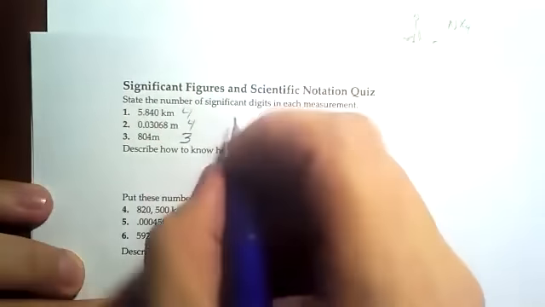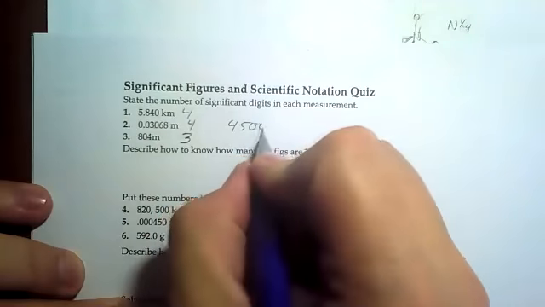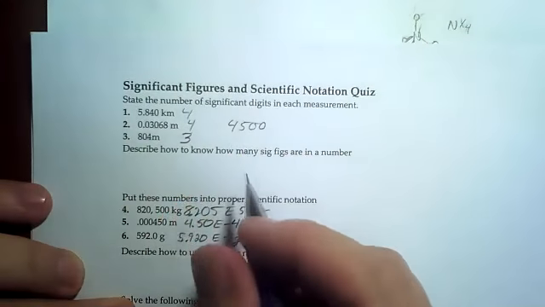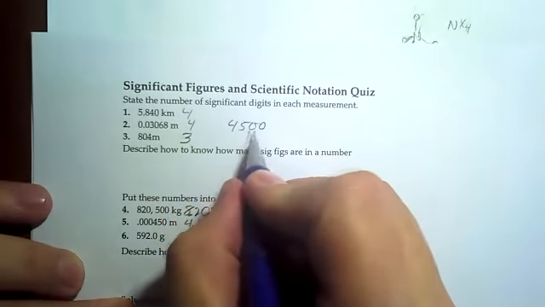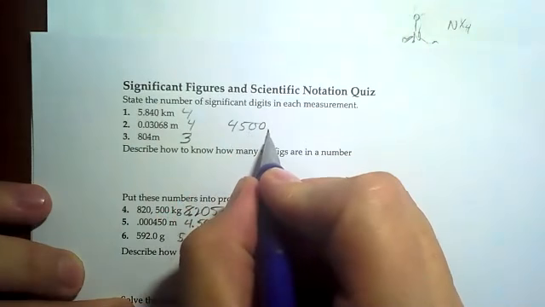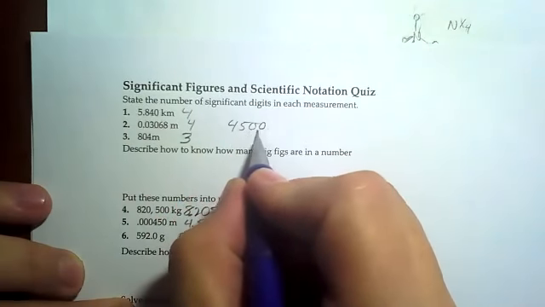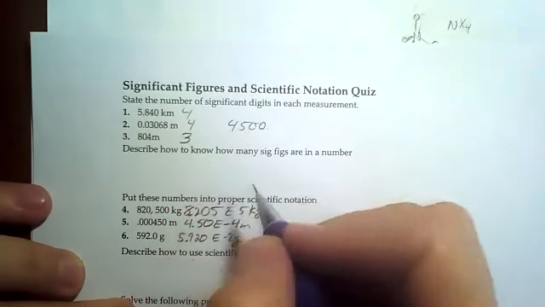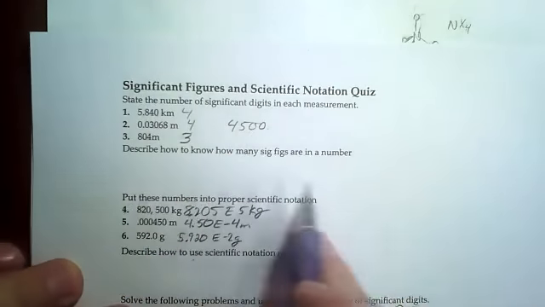Also, I should make the point that a number like this only has 2 significant figures because trailing zeros before the decimal, there's an invisible decimal right here, right? Trailing zeros before the decimal do not count. So that leads me to the description here.